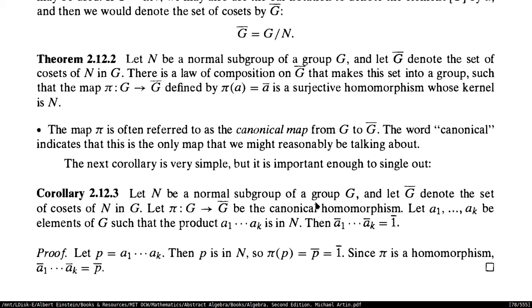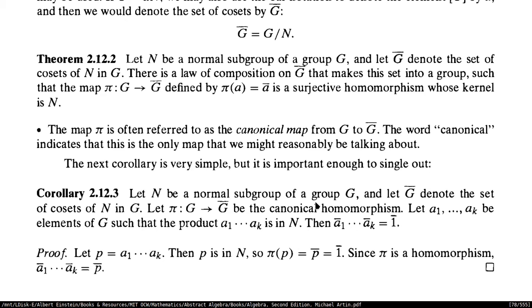So yeah, we have the theorem which says that if you have a normal subgroup N, then you have the quotient, with the set of cosets G bar. Then you have the law of composition on G bar, which makes the set into a group such that the map phi going from G to G bar, which takes every element of G to a coset in G bar, is going to be a surjective homomorphism whose kernel is N. Right? So this is kind of important.